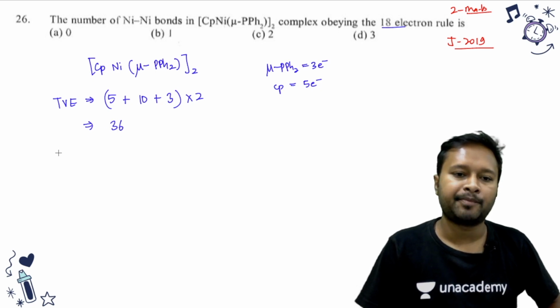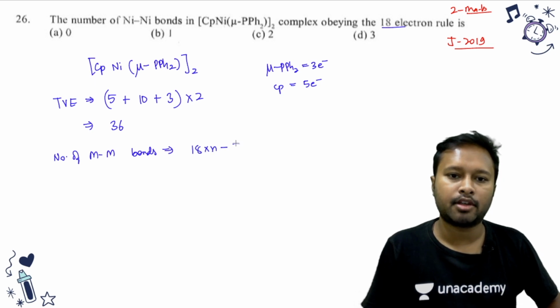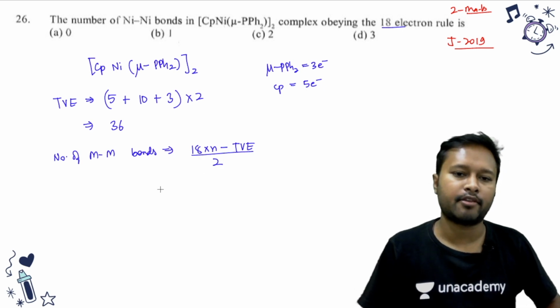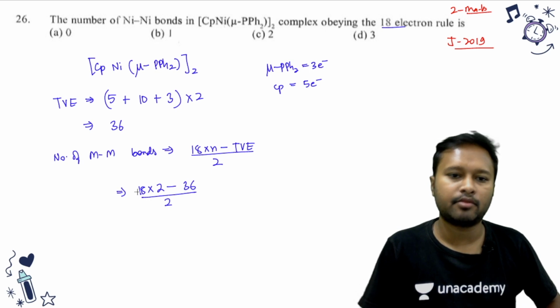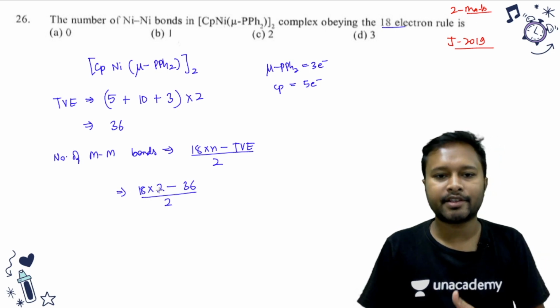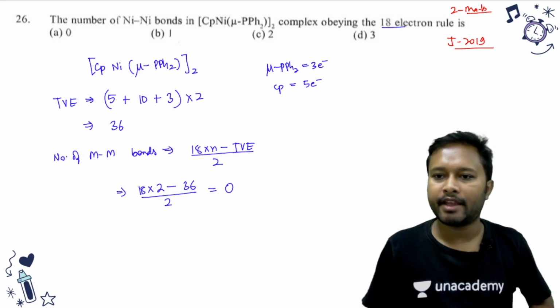That's what you got. Now in order to find the number of metal bonds, the formula goes like this. It is 18 into n minus the total valence electrons, divided by 2. So that's how we calculate it. Here n is 2 because in total you have 2 metals, and the total valence electrons is 36, divided by 2. 18 into 2 is 36, 36 minus 36 is 0, 0 divided by 2 is 0. So you're not going to have any metal bond.